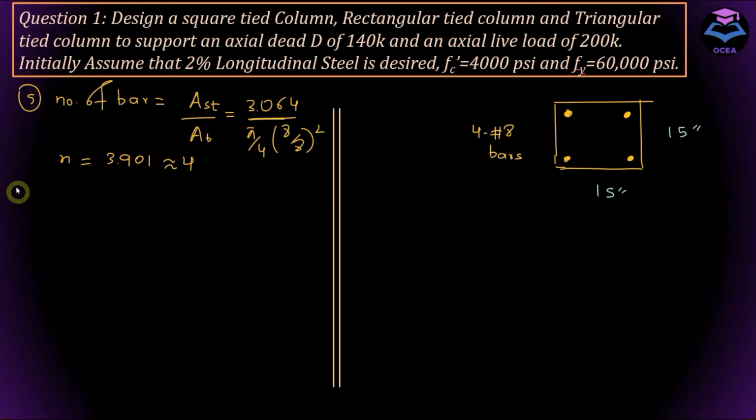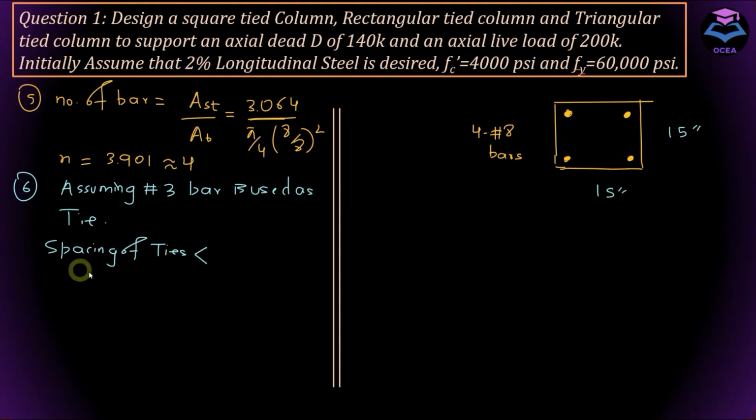And the last step is to calculate the spacing of ties or the transverse reinforcement that is to be used in the cross section. And let's assume that number 3 bar acts as a transverse reinforcement, and the spacing of tie is the least of 48 dia of tie, 16 dia of longitudinal bar, and the least lateral dimension of the column.